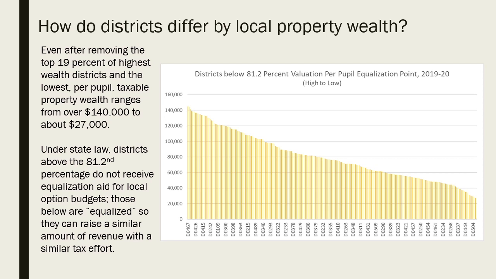Even if you remove the extremes in local property wealth, taking out the top roughly 19% of highest wealth districts and the lowest at almost zero, per pupil taxable property wealth ranges from over $140,000 to about $27,000 per pupil. Under state law, districts above the 81.2 percentile do not receive any equalization aid for local option budgets. Those below that level are equalized so that they can raise a similar amount of revenue with a similar tax effort.